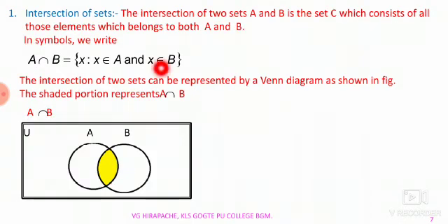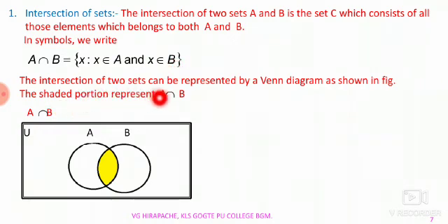Let me begin with another question: the intersection of two sets. The intersection of two sets A and B is the set which consists of all those elements which belong to both the sets A and B. In symbols we write this as A intersection B is equal to x such that x belongs to A and x belongs to B. The elements must be in both the sets. Such a relation is called the intersection of two sets.